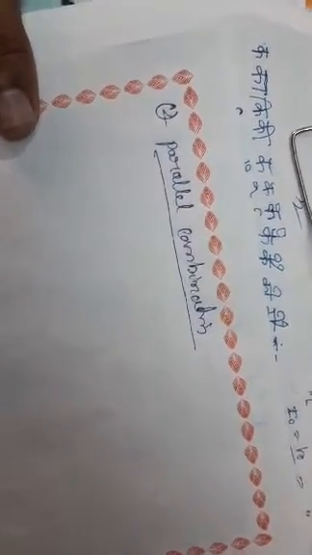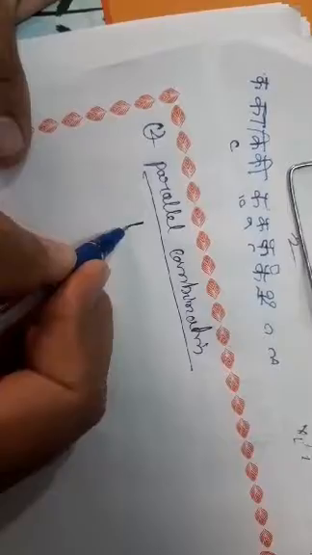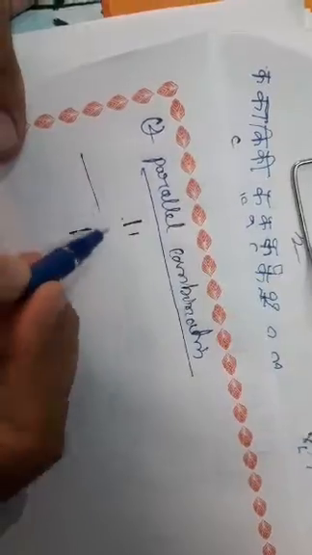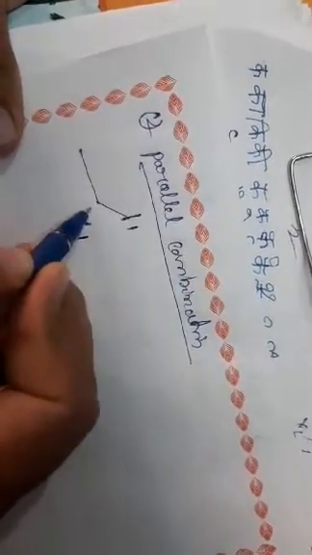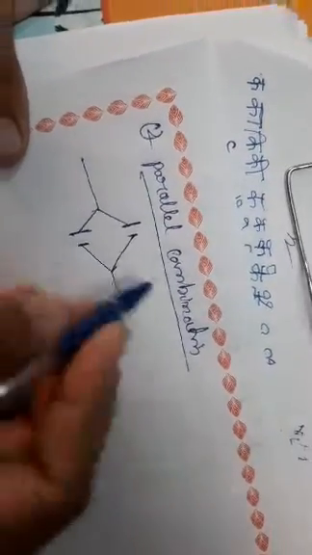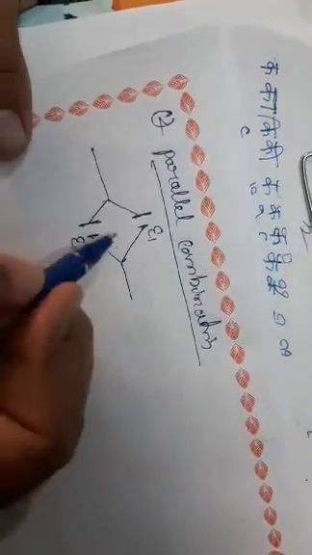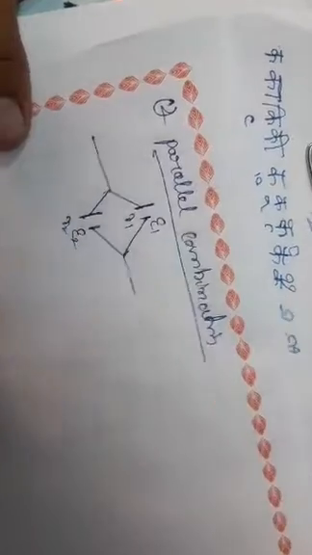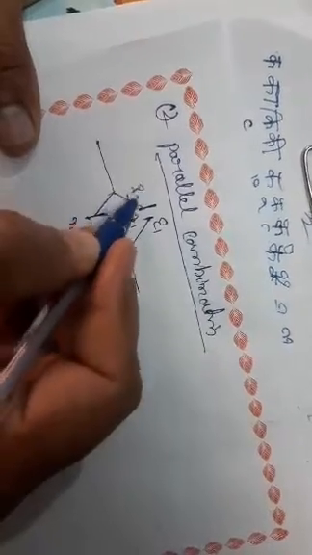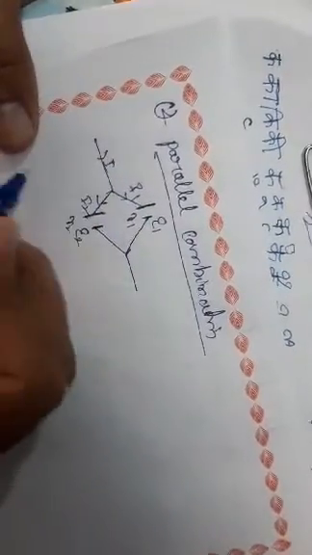Parallel combination of cells. First, draw this circuit. That is the first cell, this is called the second cell. The two cells are connected in parallel direction. E1 is the first cell, E2 is the second cell. The internal resistance of the first cell is R1, and of the second cell is R2. The current flowing through the first cell is I1, through the second cell is I2, and that's the main current, I.